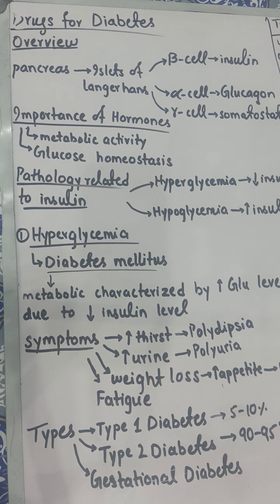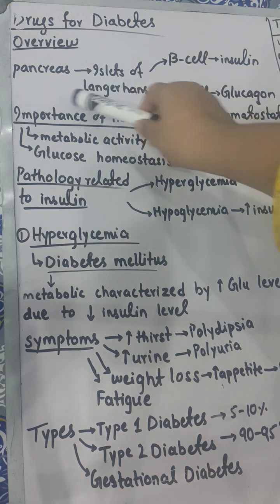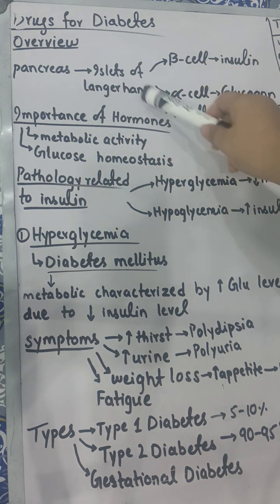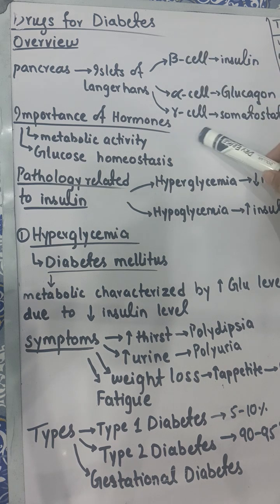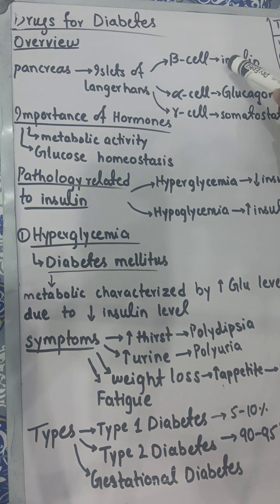Actually, an organ is present inside your body called the pancreas. In the pancreas, the islets of Langerhans contain three types of cells: beta cells, alpha cells, and gamma cells. Beta cells produce insulin, alpha cells produce glucagon, and gamma cells produce somatostatin. So when this insulin is decreased, diabetes happens.